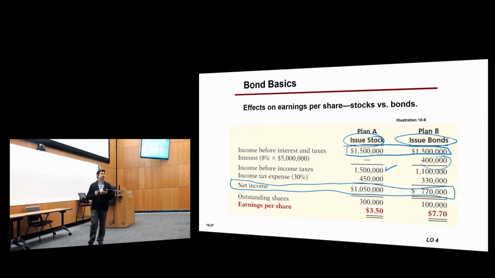The problem now is that you have more shares. The number of shares here is 300,000, whereas here it is 100,000. So the net income will be divided over 300,000 shares, compared to Plan B, where you are dividing that net income by only 100,000 shares. So with Plan A you have a higher net income, but if you go with Plan B, you will have lower net income, however, you will have a higher earnings per share.